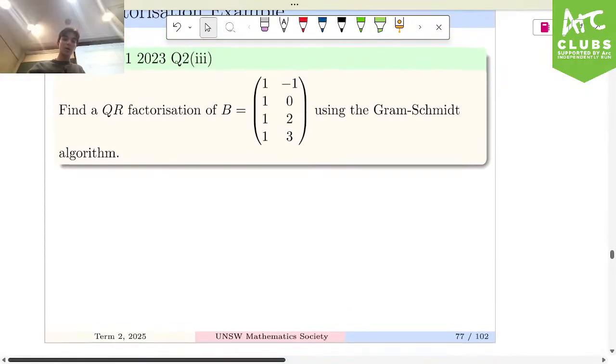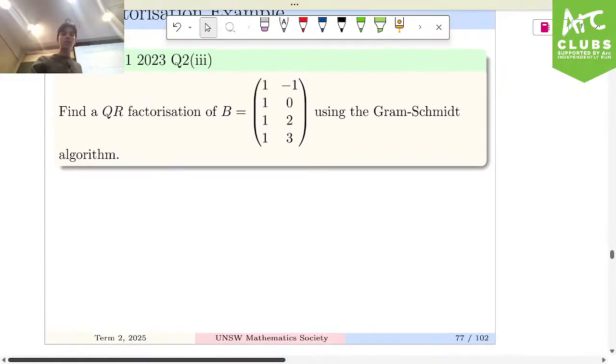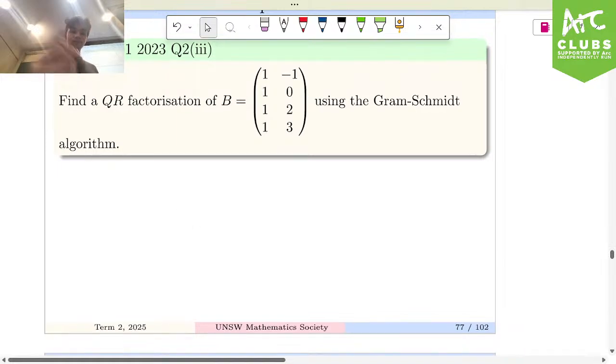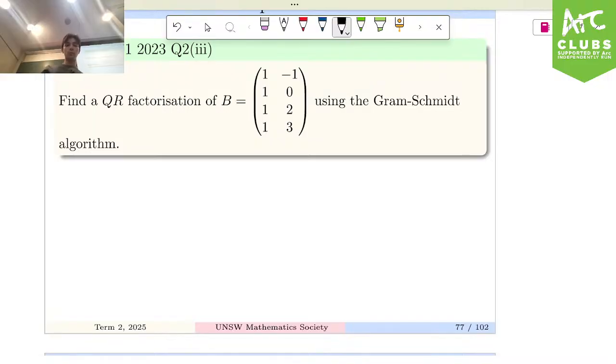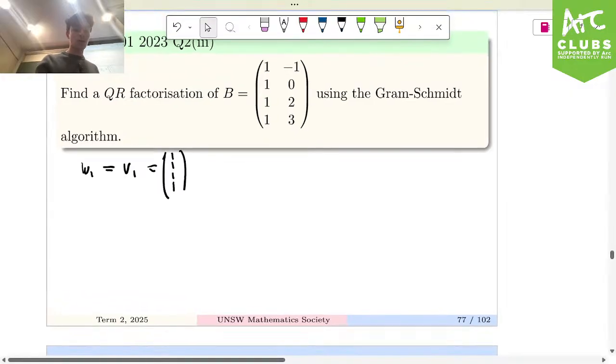So let's do an example here. As you can see, you don't have to perform factorization on a square matrix. It can be anything. So let's do it on this one. Our first step is going to be to perform the Gram-Schmidt process on the two columns that we've been given. So W1 is equal to V1 is equal to 1, 1, 1, 1.